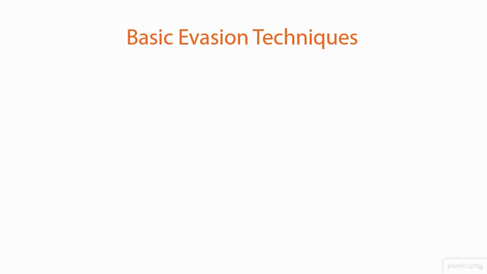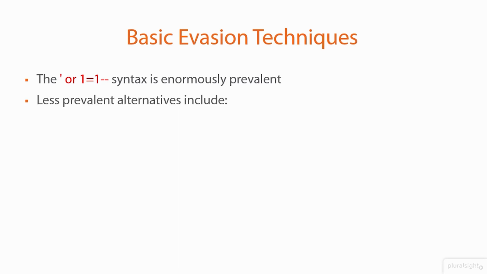Let's start with something really straightforward. We know that this syntax is enormously prevalent. So remember, this was the tautology, closing off a string and then using a statement that's always true. So the 1 equals 1 syntax is enormously prevalent. Now, there are some less prevalent alternatives that mean the same thing. And again, keep in mind the whole definition of a tautology is just to try and have a statement that's always true. So for example, this would always be true.